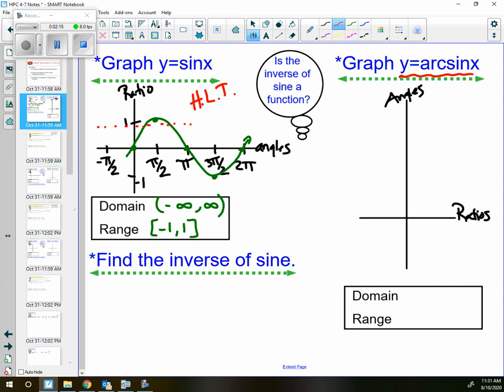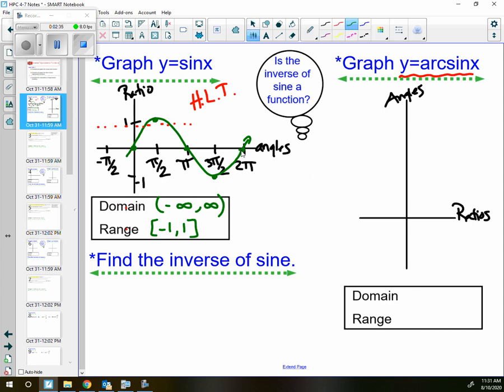Like if we just switch these two domains and ranges, and we said, okay, the range here would have to be -infinity to infinity, and this would be -1 to 1. That wouldn't work for us. This wouldn't be a function. You can't have infinitely many places that could happen. So we're going to need to make an adjustment on this original graph.